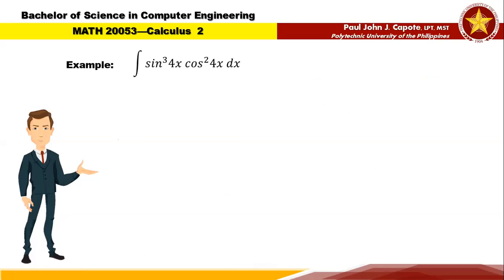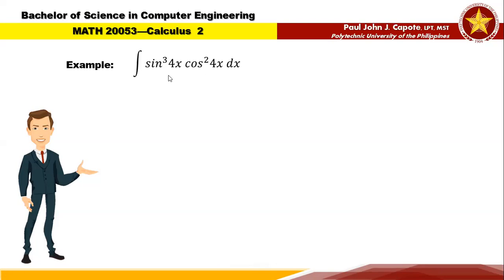Example, we have the integral of sine cube 4x times cosine squared 4x dx. Okay? Paano ito magiging case 1? Paano siya ma-include sa case 1? Okay.